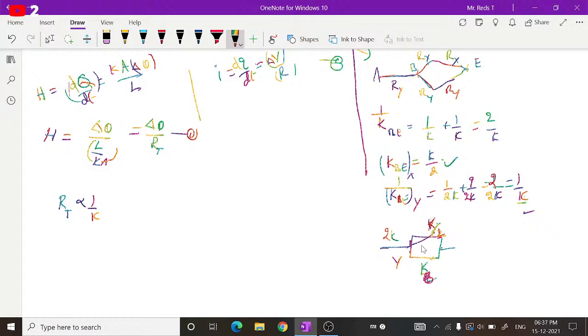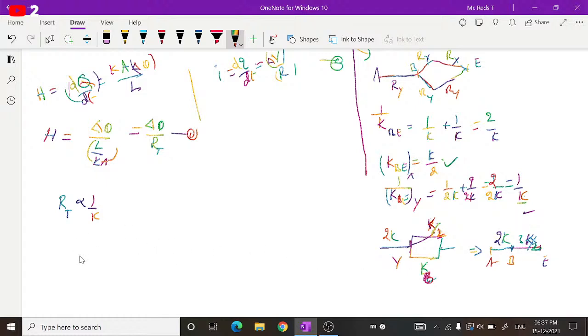For thermal conductivities, you have to consider this as direct addition, K by 2 plus K. Between B and E, the effective of this is K by 2 plus K, which becomes 3K by 2. And these two are in parallel.